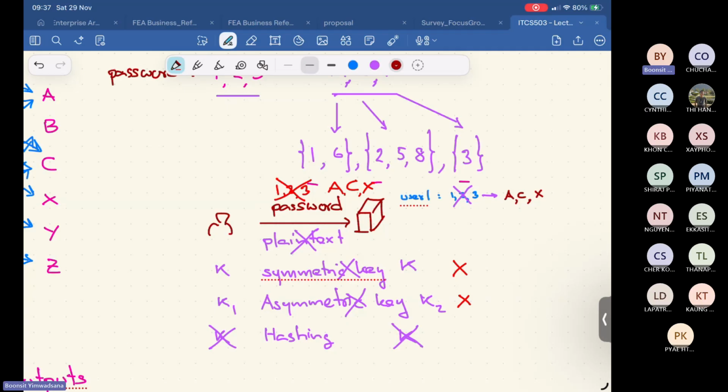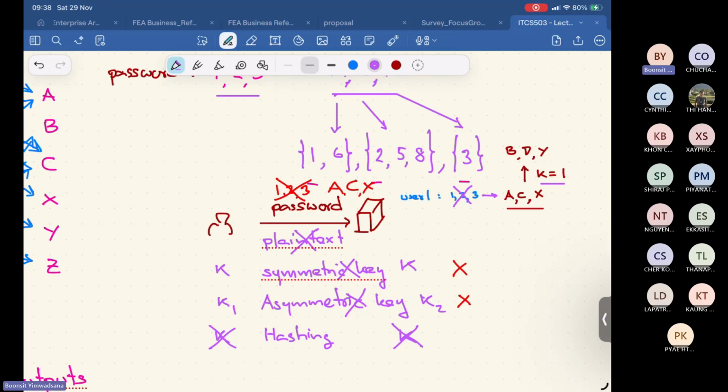So if someone sends this password 1, 2, 3, this person will only send ACX, and the system will only store ACX. The system encrypts ACX using symmetric key cryptography, maybe using K equal to 1, using Caesar cipher, for example, as a basic example. It will store instead BDY, given that this secret K equal to 1 is only known to the system.